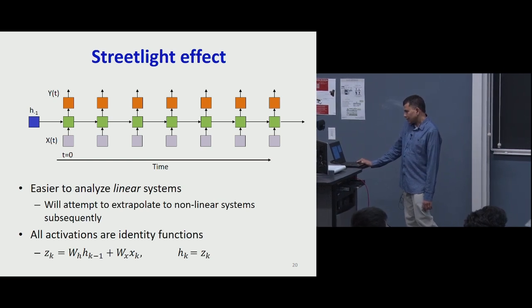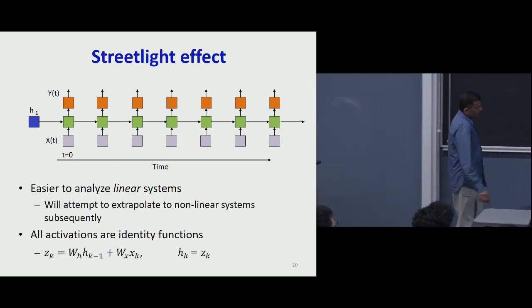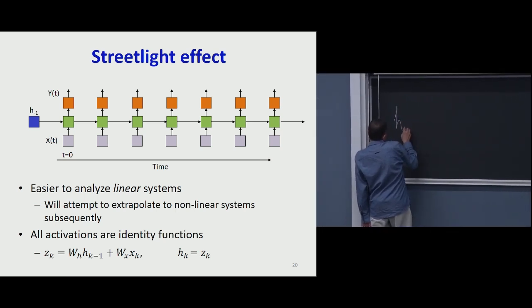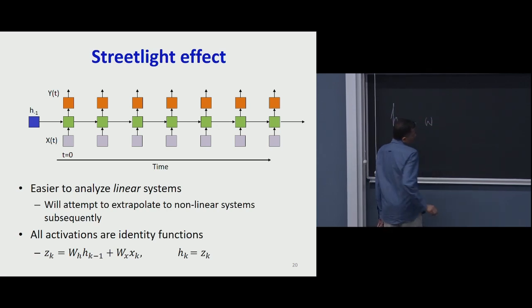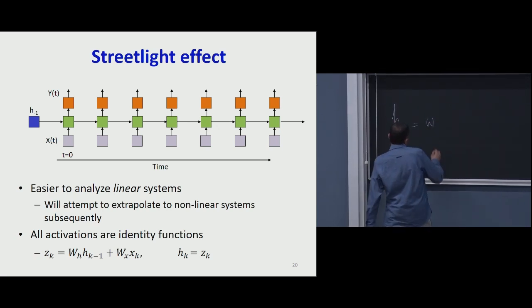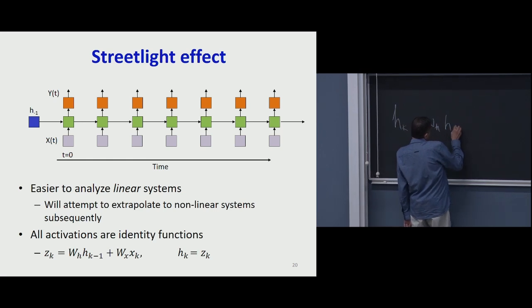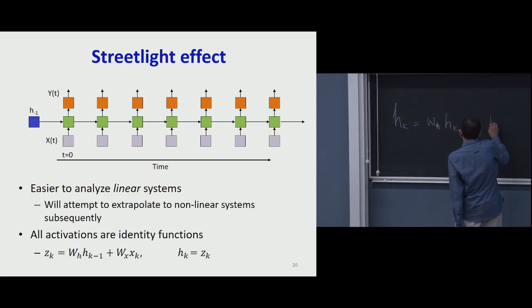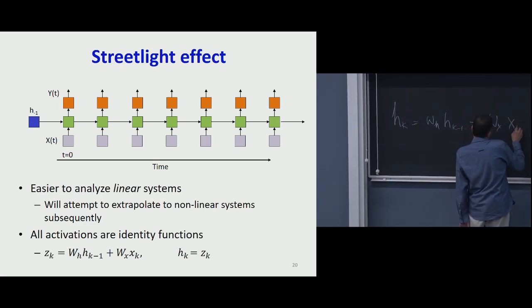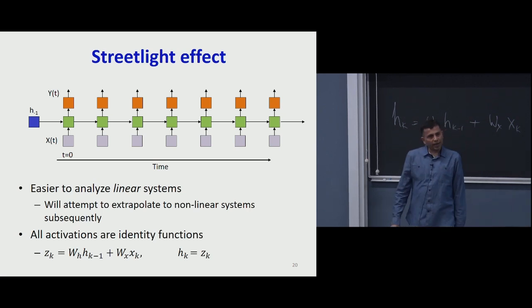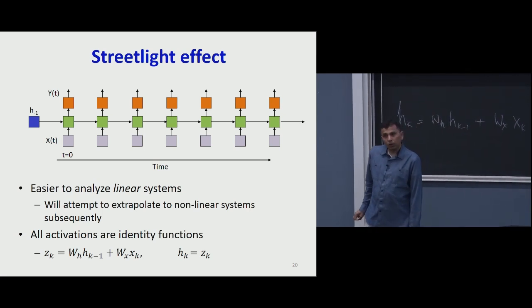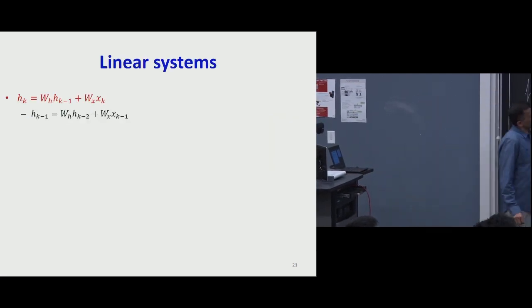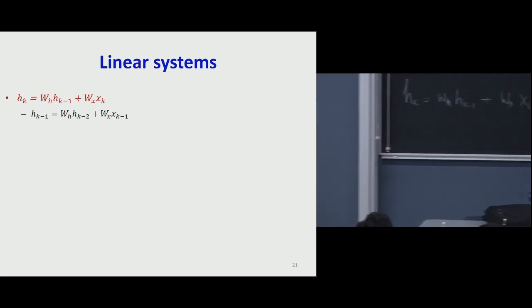So I can literally write over here h_k is W_h h_{k-1} plus W_x x_k. This is my hidden activation, right? Now let's see how the whole thing works. So I have h_k equals W_h h_{k-1} plus W_x x_k.